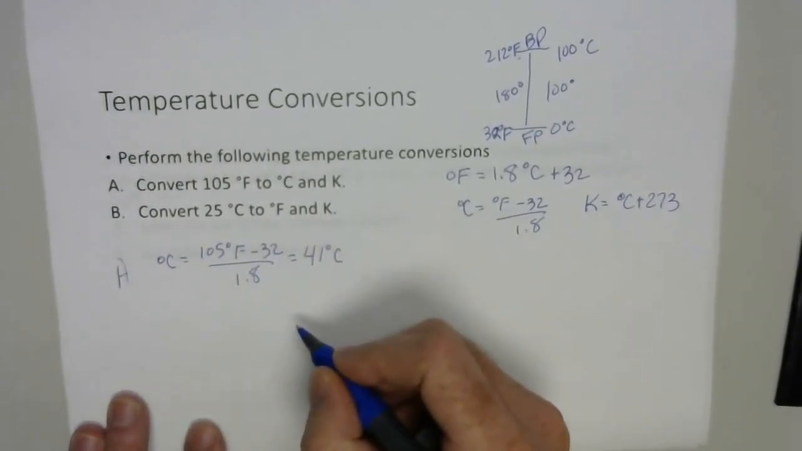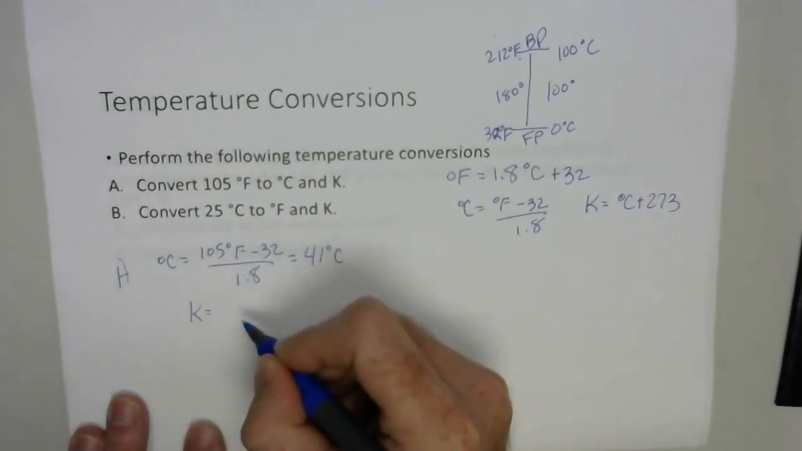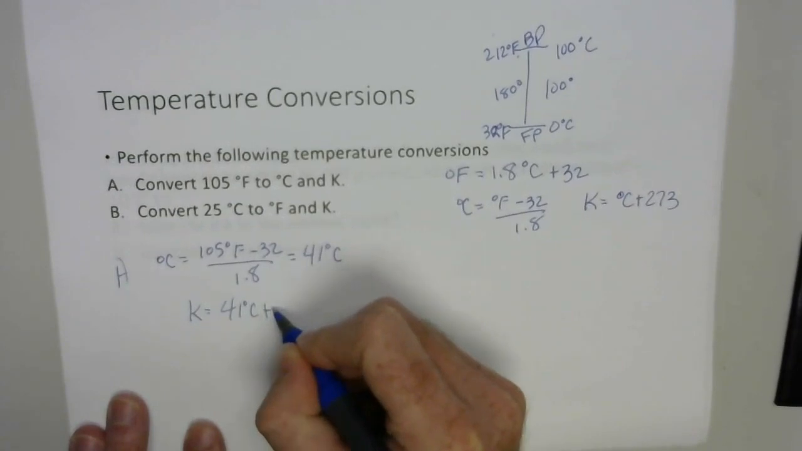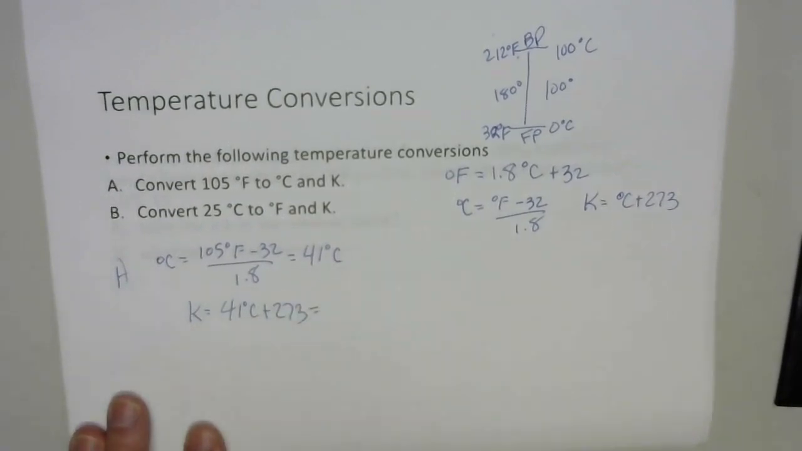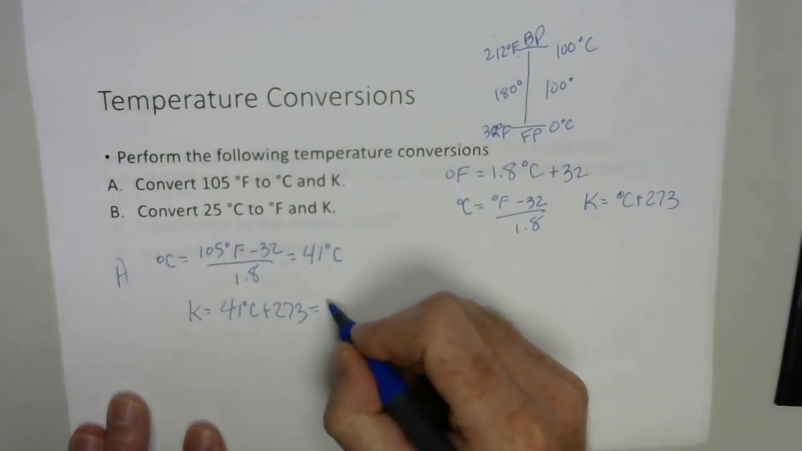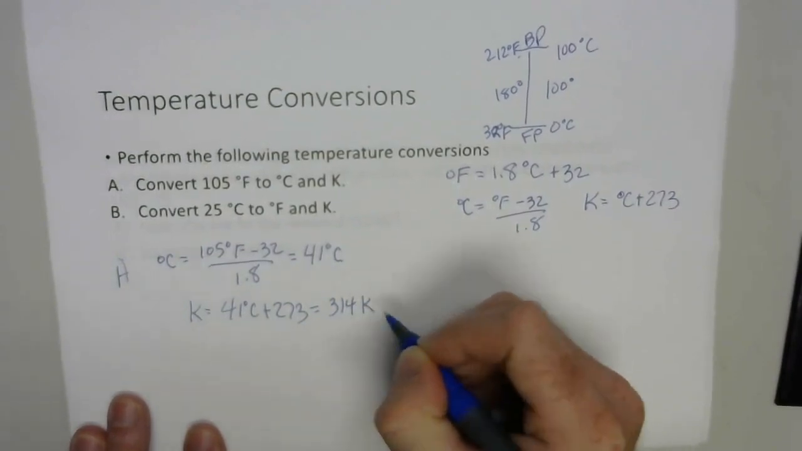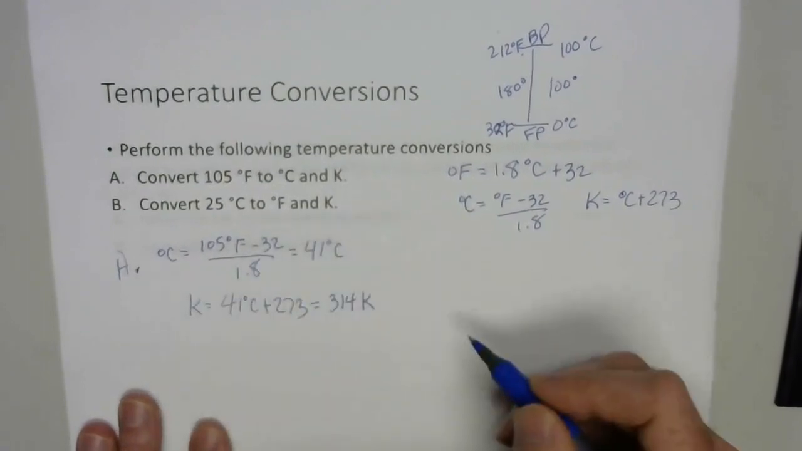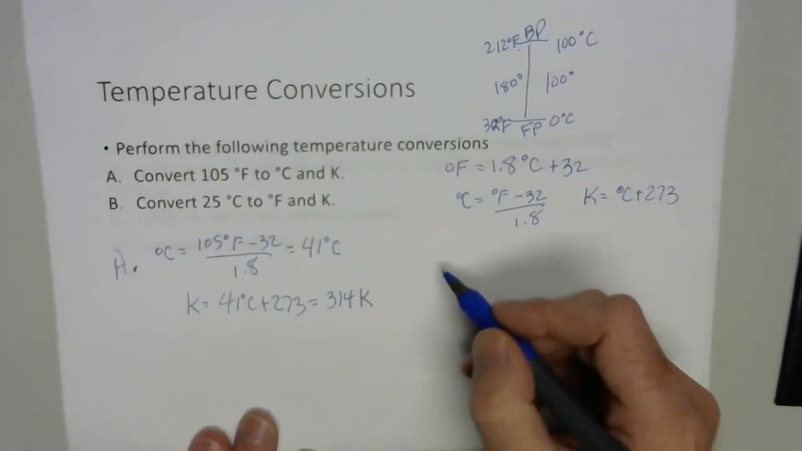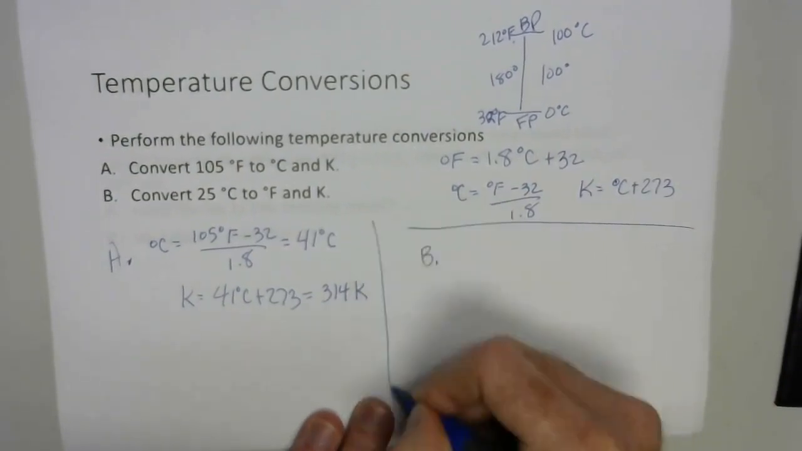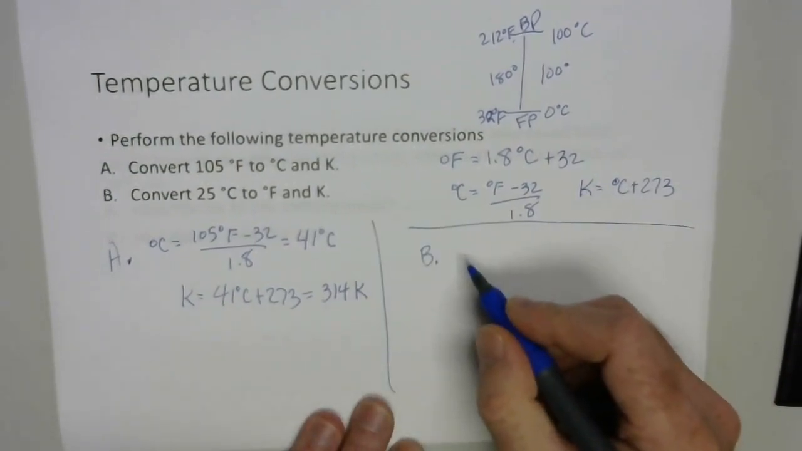And now we want the Kelvin, so Kelvin is going to equal 41 degrees Celsius plus 273. We're going to do that addition, and you're going to get essentially 314 Kelvin. So that would be part A. Part B, we're going to convert Celsius to Fahrenheit.